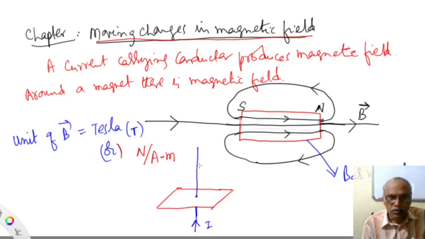As current is passing through this conductor, around the conductor there are magnetic field lines. That magnetic field we represent by drawing lines. Here the magnetic lines are concentric circles like this. Around this you have to draw lines. This is one magnetic line, this is another magnetic line of force. This is the plane surface.